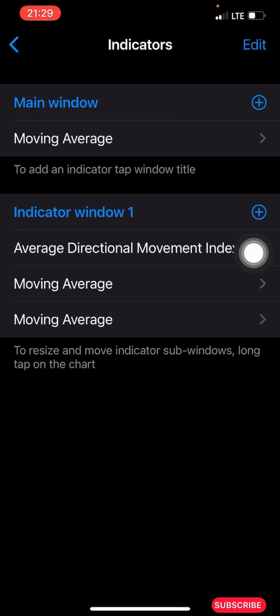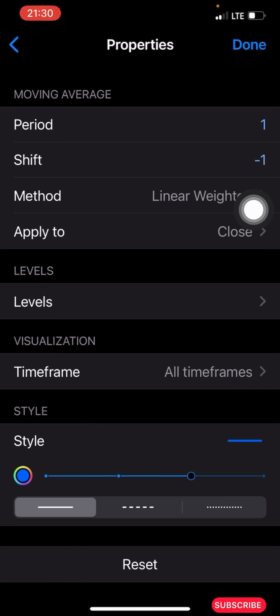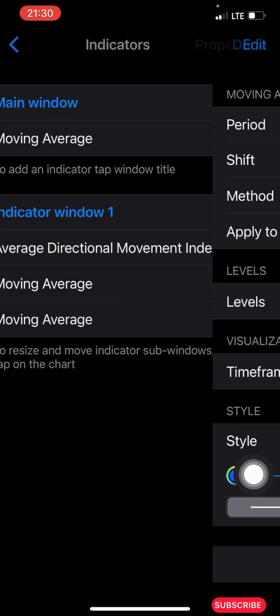Now the next indicator we have here is moving average. Those moving averages you are seeing on the indicator plus icon, these are the two moving averages. For the first one, you click on the indicator plus icon here, and then you search for your moving average. You make the first one period 1, shift is -1, method is linear weighted, apply to is close, the level you leave as it is, time frame is all time frame, the style you make it color green, 3 pixel, and you click on done.